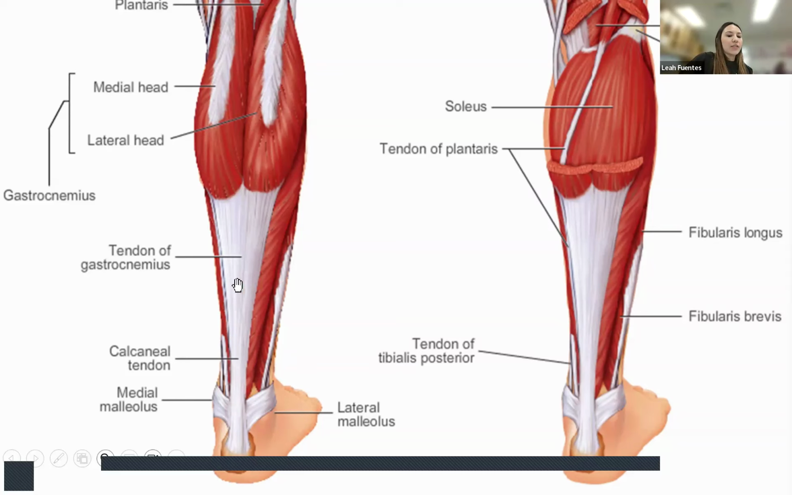And then we have our gastrocnemius tendon, which attaches to the gastrocnemius and leads into our calcaneal tendon. Does anybody know the common name for the calcaneal tendon? Achilles tendon, good. And where do we think this tendon attaches? It's called the calcaneal tendon, so the calcaneus, yeah.